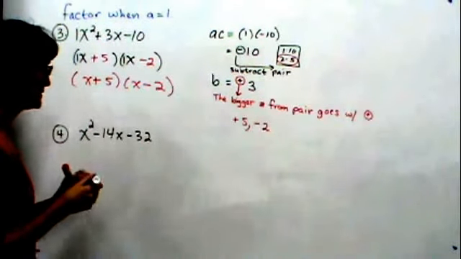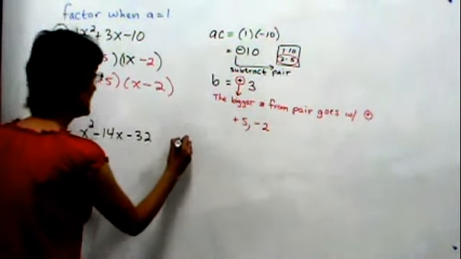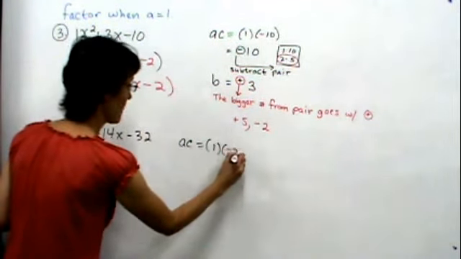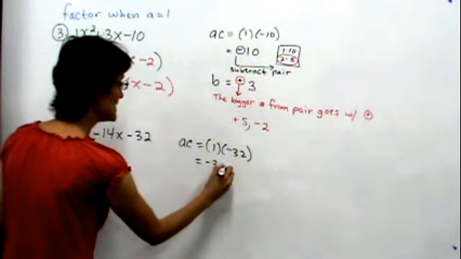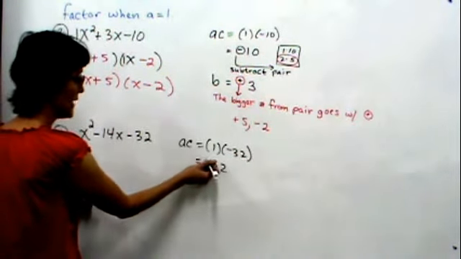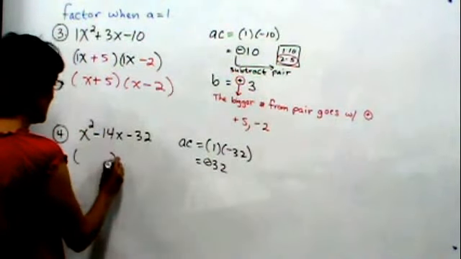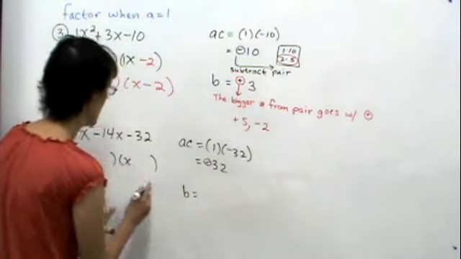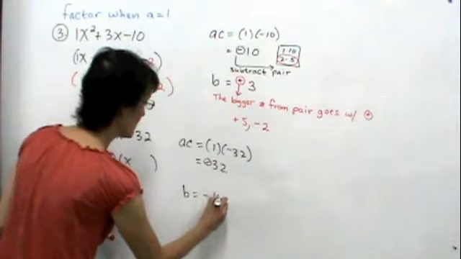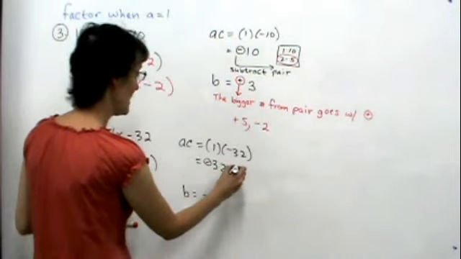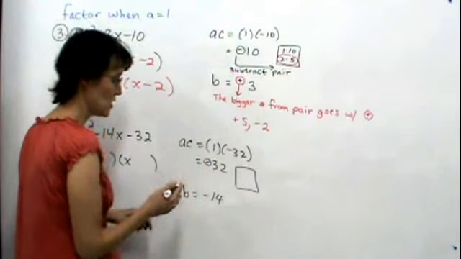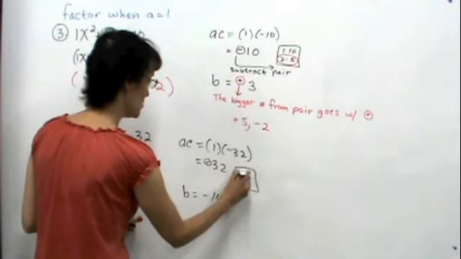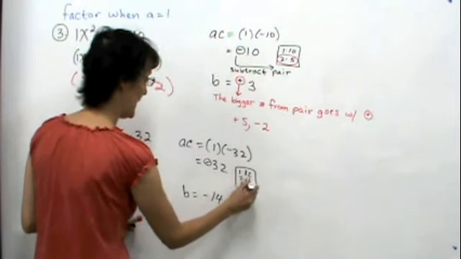Okay, so then this last one. Again, you've got AC is equal to 1 times negative 32. Right away we see that negative 32, so we know we're going to have different signs. And then B is going to be negative 14. Okay, so let's do the products of 32, the factors that give me 32. We've got 1 and 32, 2 and 16, 4 and 8.